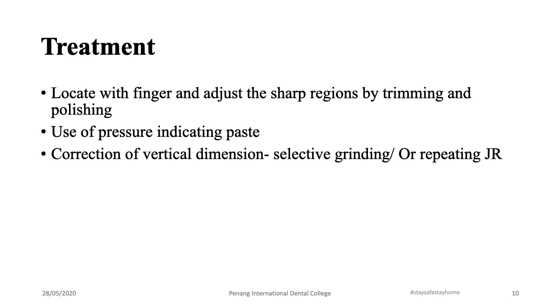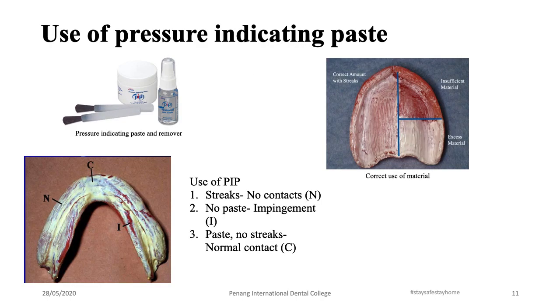So you use articulating paper, check the point of contact, the initial point of contact or premature contact, and trim that area or that cusp. That is basically selective grinding. There is also something called Bull's law, which you can refer to, and this is also a part of selective grinding. Also, if this does not rectify it, sometimes you might have to repeat your JR. JR is jaw relation.